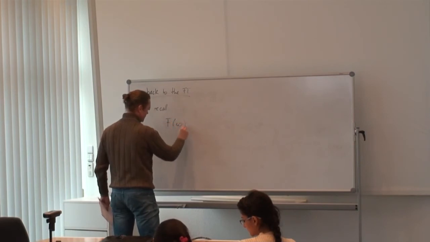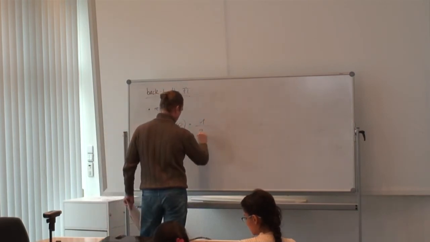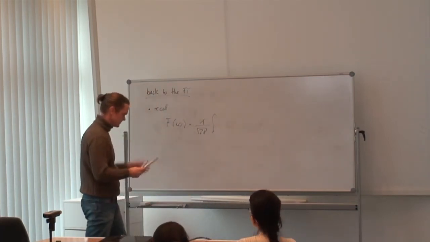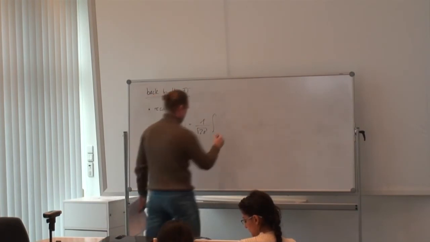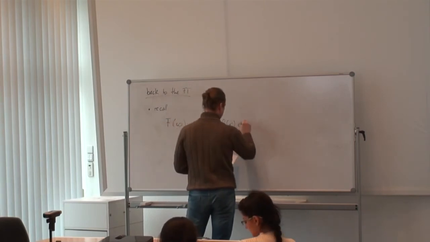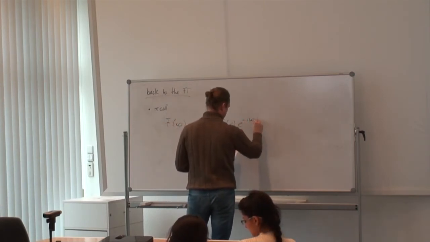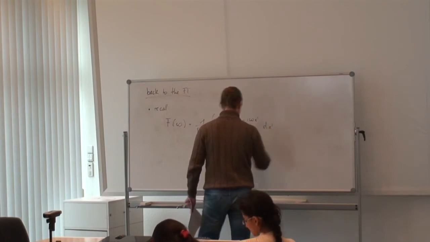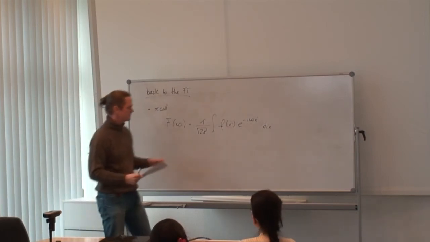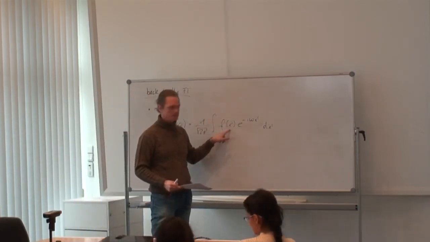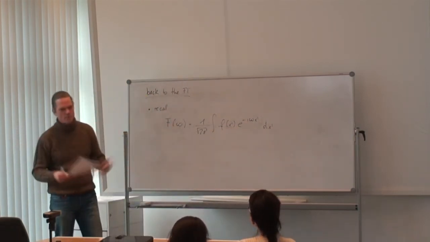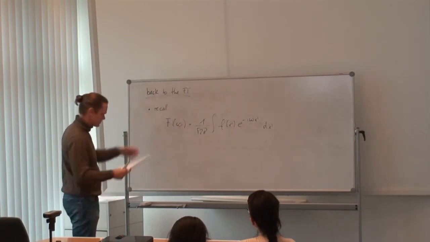Capital F of omega is 1 over square root of 2 pi, and then I drop the integration boundaries, the integral of f of x prime e to the minus i omega x prime dx prime. The only difference to how I have been writing it so far is that so far I just said f of x e to the minus i omega x dx. But I can as well call it x prime, and for our purpose, this is a good idea. So this was the Fourier transform.